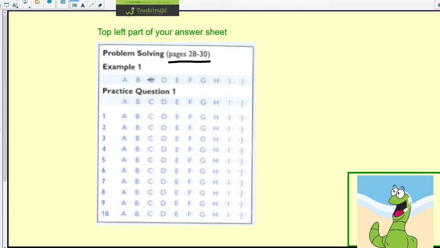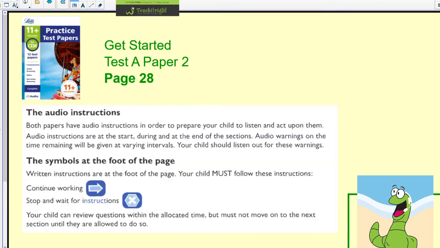The first section of the sheet we're going to be focusing on is the problem-solving section, and it does tell you, if you look, that we're focusing on pages 28 to 30, so that's where we'll find the questions. Just a reminder, the symbols I want you to look out for. If you see an arrow, that means keep going, continue along the last instruction. But if you ever come to a cross, that's where you stop and wait for further instructions. And those instructions might be from me verbally, or they might be from the audio file.